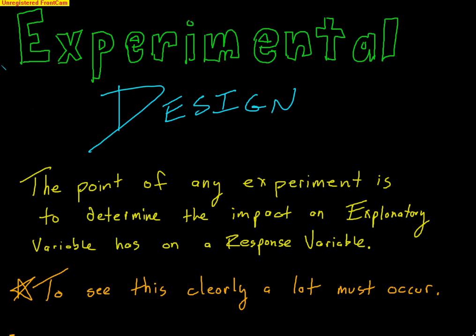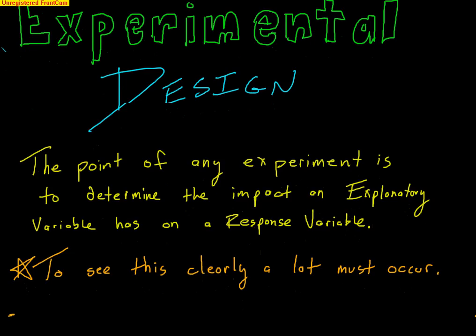So first, the point of any experiment is to determine the impact an explanatory variable has on a response variable. So we talked about the explanatory variable and the response variable. To see this clearly, a lot must occur. Remember, the idea here is that if we do an experiment well, we could actually say that the explanatory variable causes a change in the response variable. But to do that, it's got to be a good experiment.